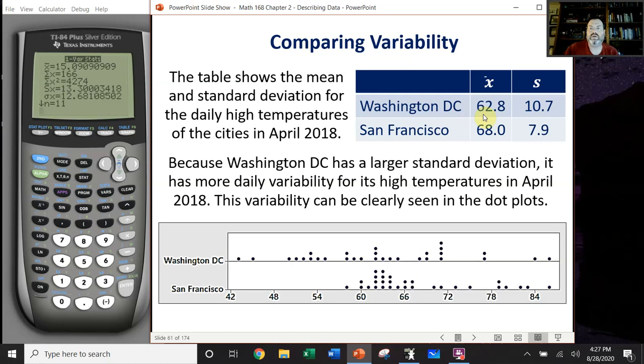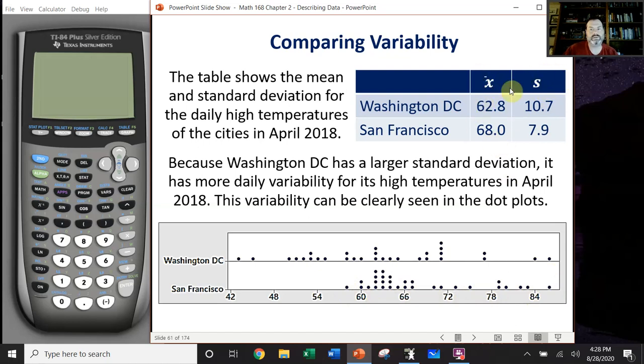So in April, there's 30 days. So there's 30 dots in this dot plot, 30 dots in this dot plot. And you can see what's going on, right? Washington, D.C.'s high temperature is all over the place in April 2018. San Francisco's is a lot more consistent. Again, it gets pretty hot. It got 85 degrees one day, which is very, very hot for San Francisco. But it didn't get as cold. So there's more consistency here, less variability. That's how it works. And that's reflected in this standard deviation measurement.